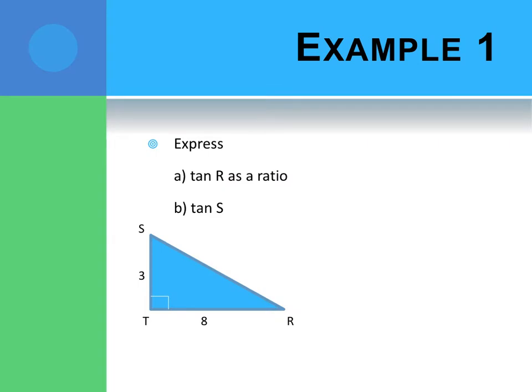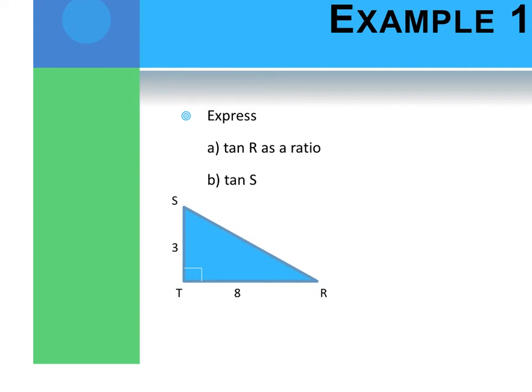So right now we're not using our calculator. All we're doing is creating ratios, just putting the two numbers into fraction form. So the first one wants us to express tangent r as a ratio. So what I need to do is label my sides in relation to angle r. Angle r is right here. So the side that's opposite to angle r is the 3. The side that's adjacent to angle r is the 8.